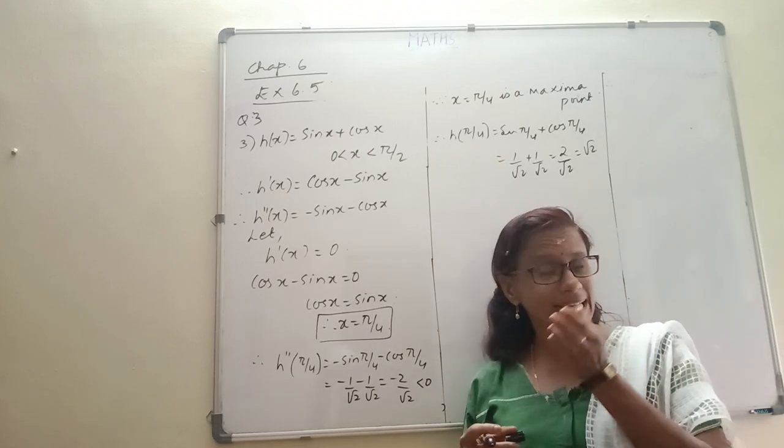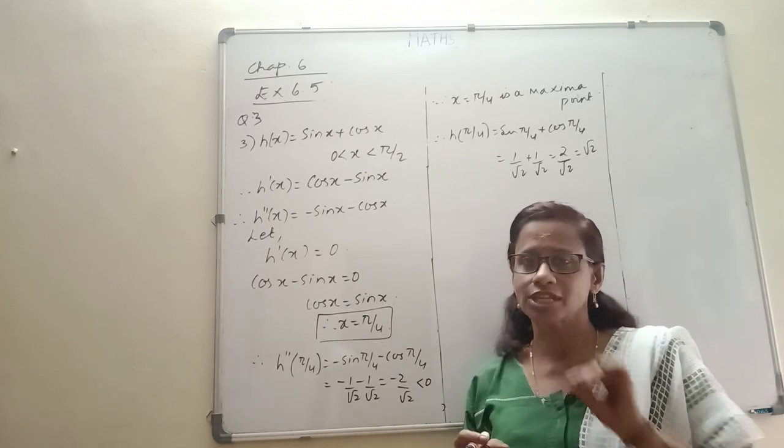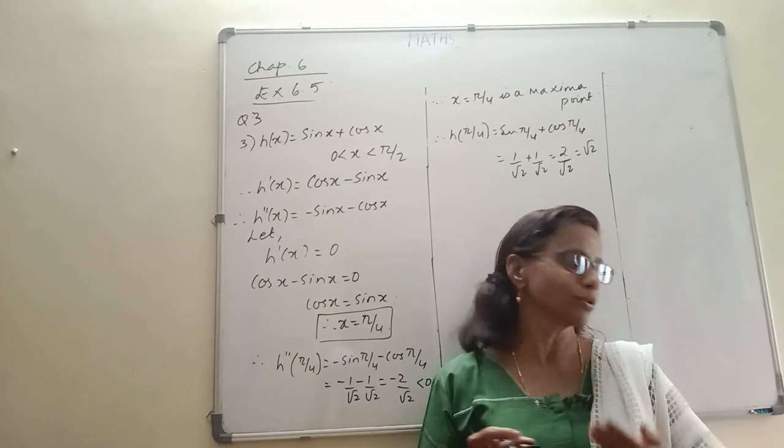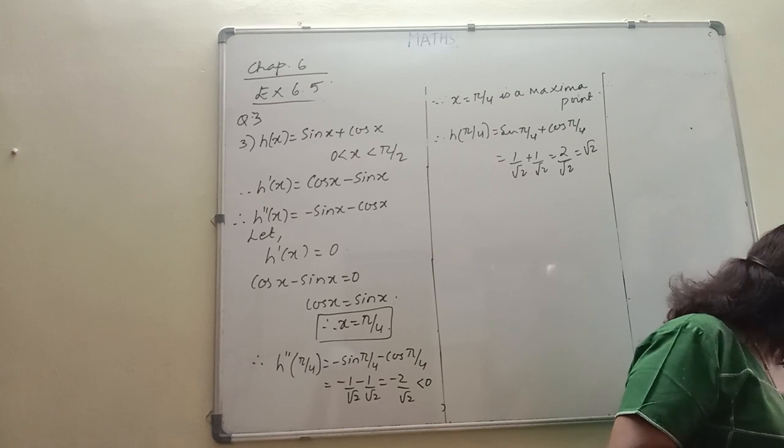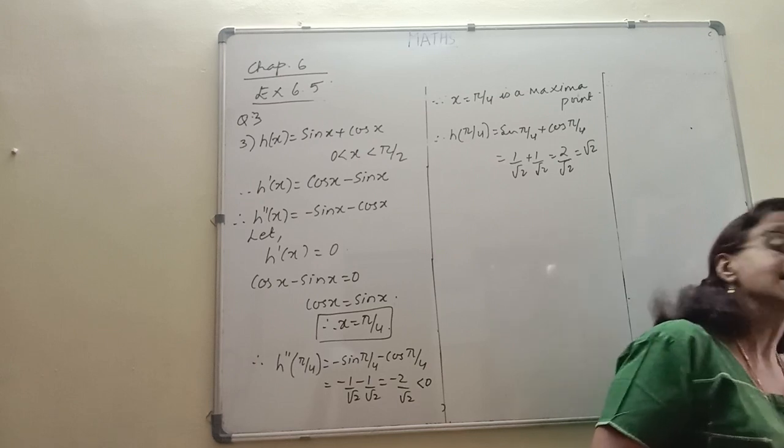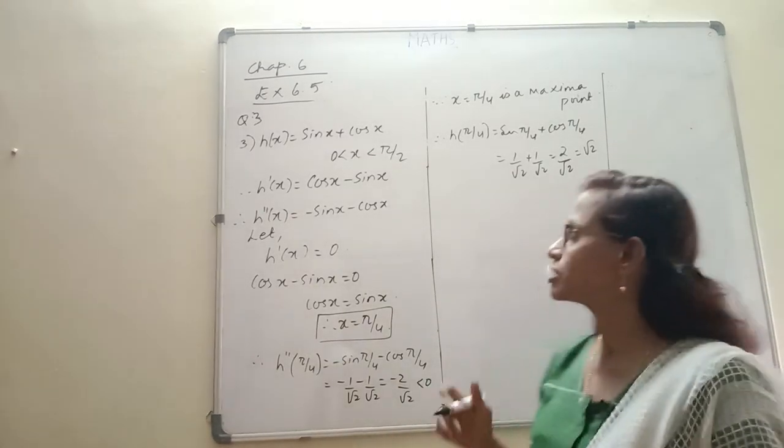The next problem is exactly identical to this, except for small changes. So we will try to do that along with this, where, as I said, there is a very small change. You have the next function, f of x, which is sin x minus cos x, but x is between 0 and 2 pi. So that's the only change.